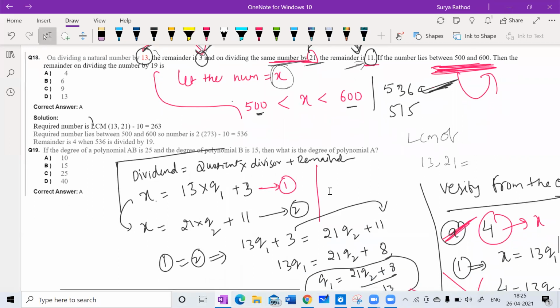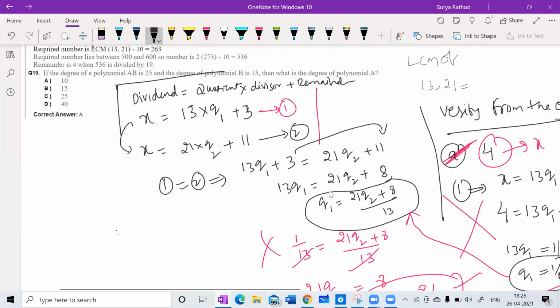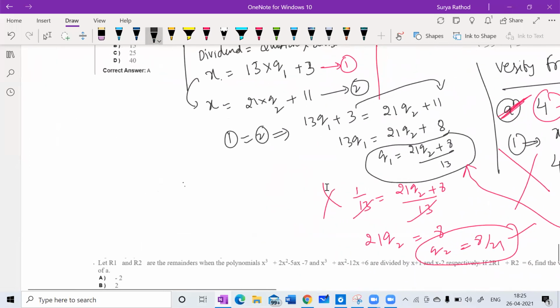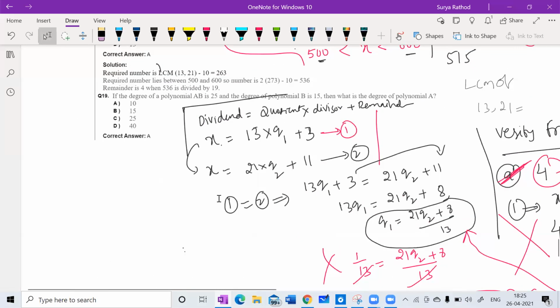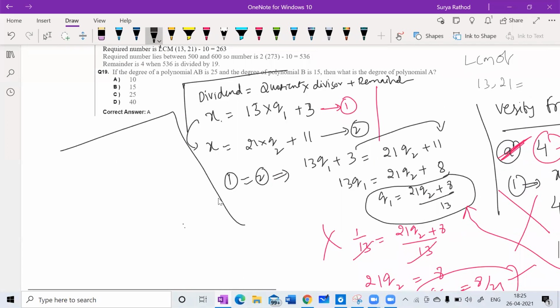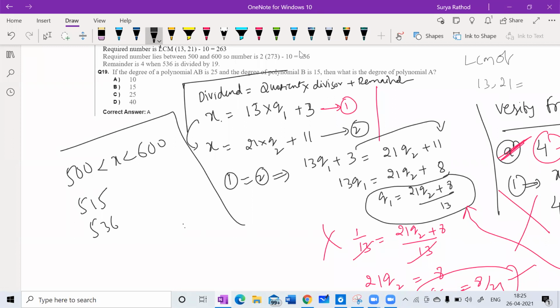For those numbers, the number is supposed to lie between this and this. Okay. So there will be such 5 numbers: 515, 536, 557, 578, and 599. See here how I'm writing this.